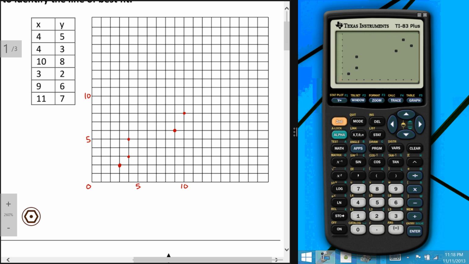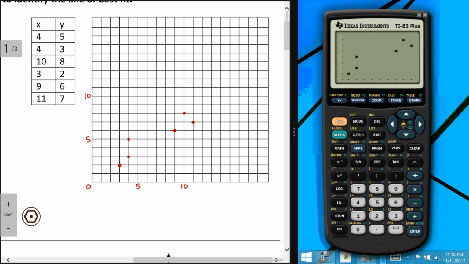So I went ahead and paused the video quickly while I set up this graph. But you can see over here I've plotted 4 with 5, 4 and 3, 10 and 8, 3 with 2, x is 9, y was 6, and the last point I need to plot is when x is equal to 11, we're going up to 5, 6, and 7. So these are the points that I've got on the table here, and you can see they match very nicely with the points that showed up in our calculator when we did our stats plot.